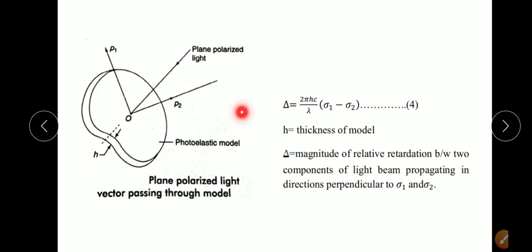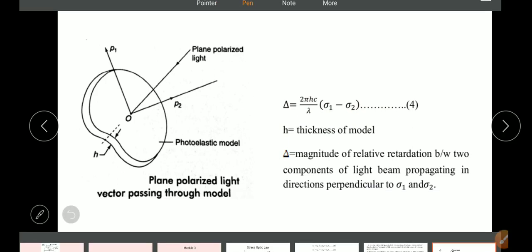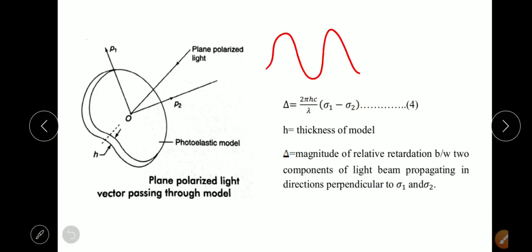So what happens, the retardation of this model can be written as delta is equal to 2 pi h c by lambda into sigma 1 minus sigma 2. So this equation you have to remember. This equation is obtained from the relative retardation, which means there are two waves. One wave is forming like this, and the other wave is making a retardation with respect to it.